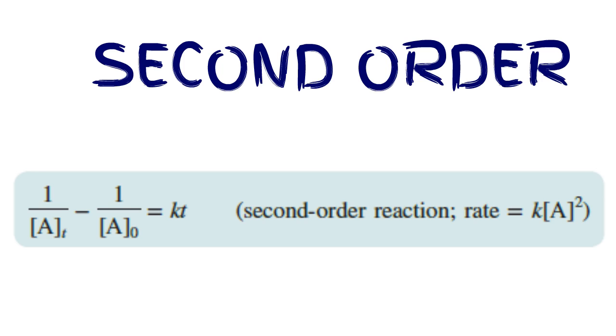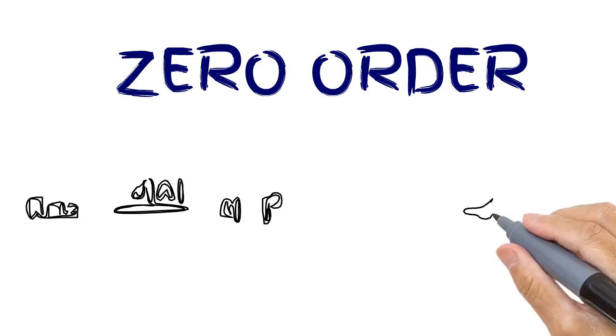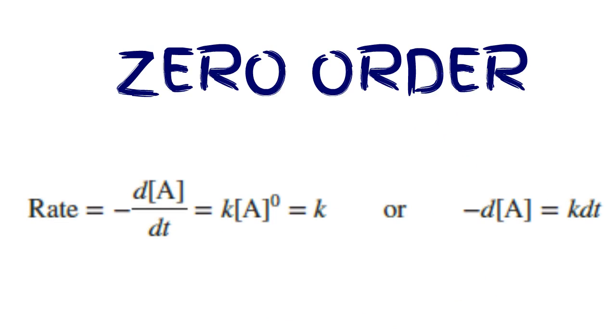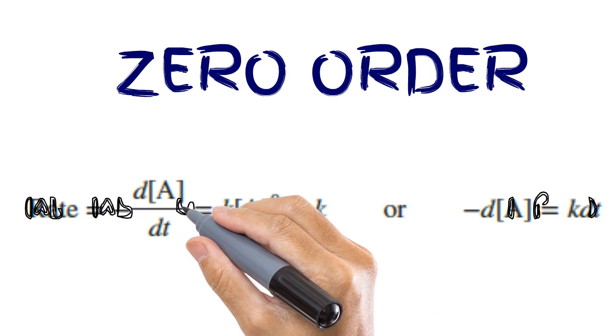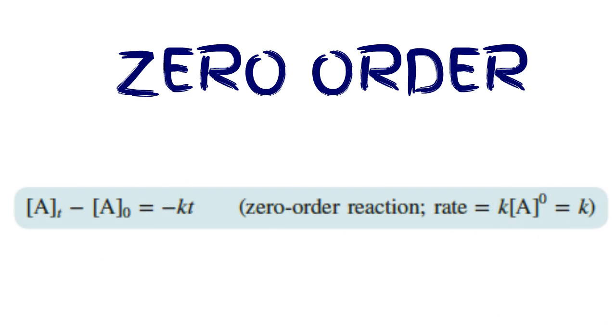along with its rate. For a general zero order reaction, setting the two rate expressions equal to each other gives, integrating over time gives the integrated rate law for a zero order reaction. Concentration of A at time t minus concentration of A naught equals negative kt. Zero order reaction and rate equals k times concentration of A raised to 0, which equals k.